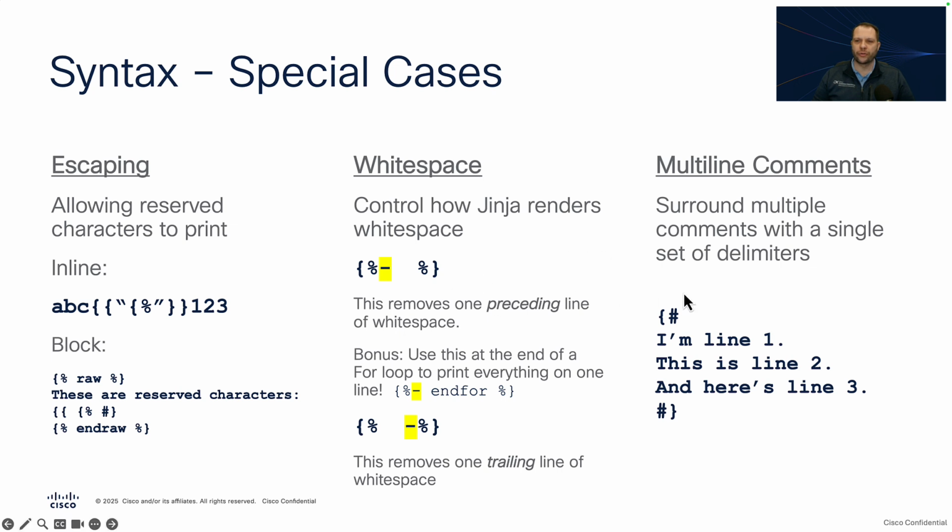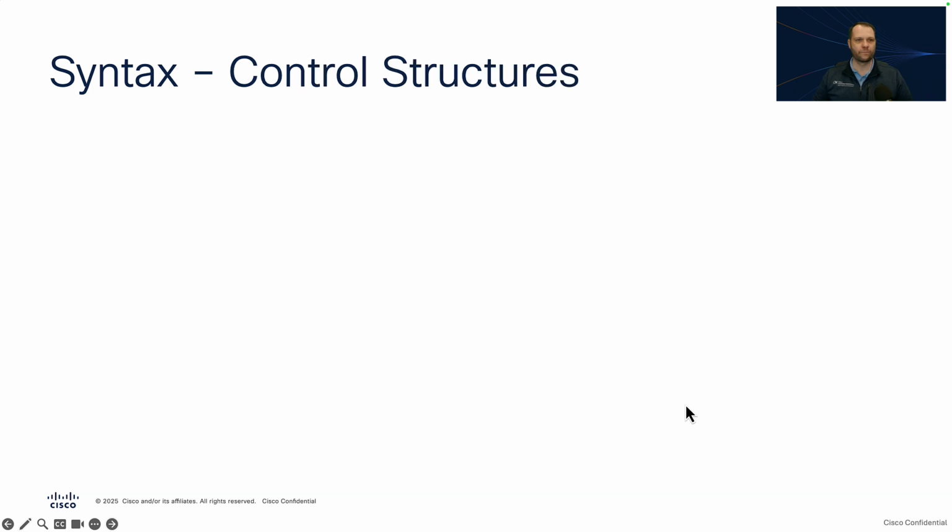So in order to control that, we can surround multiple lines of comments in just a single set of comment delimiters. We put the delimiter before to open the comment and the delimiter after to close it, and we can have as many lines as we want in between. Jinja will treat this as just a single line comment.